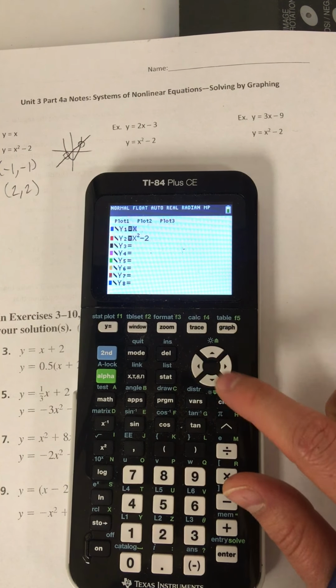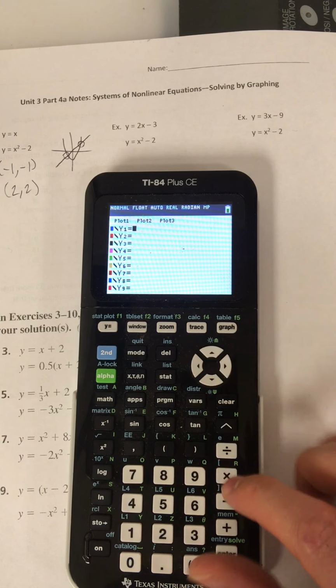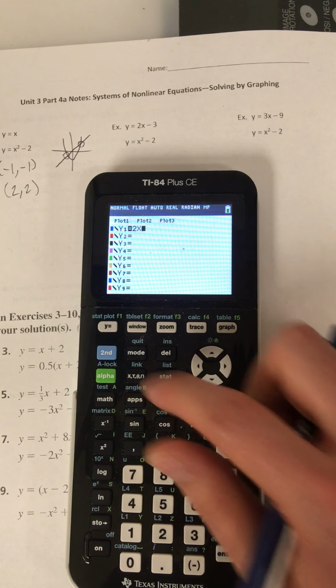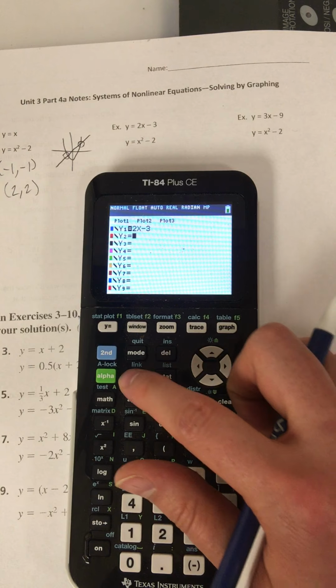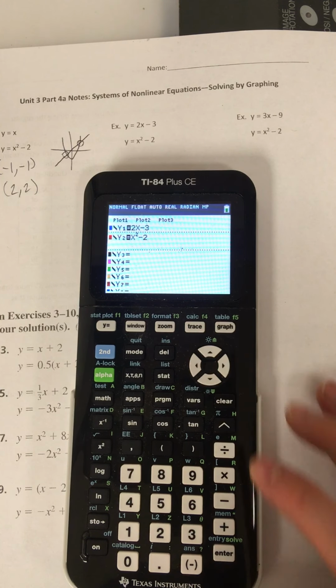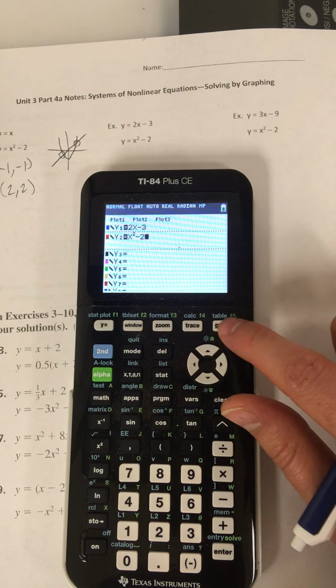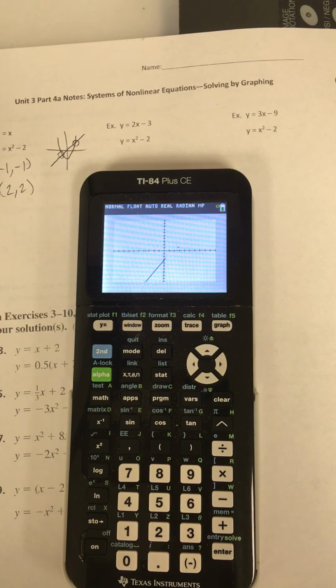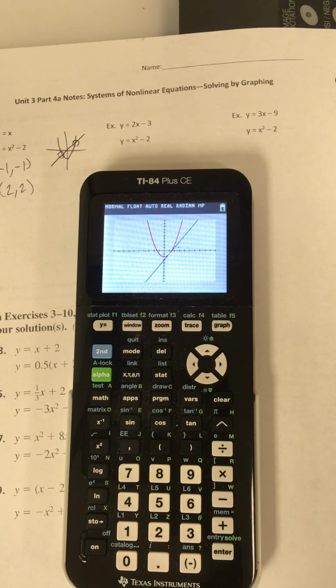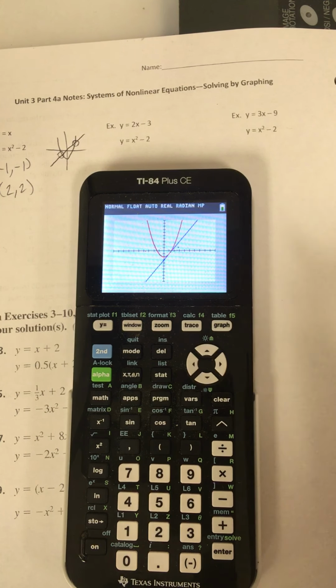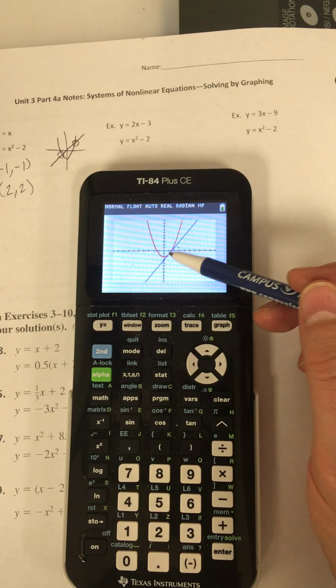Now, second example. Let's go to Y=, clear out that other stuff, and type these in. I want to find the answer for y equals 2x minus 3, and y equals x squared minus 2. So I could just hit the graph button now. If you zoomed out or anything, you'd have to hit zoom 6 to reset it. Now, this one's a little different because this time, look at that. How many times does that line touch the parabola? It's looking like it only touches it once. So this one's going to have just one answer, wherever that point is right there. It looks like it might be around 1, -1.